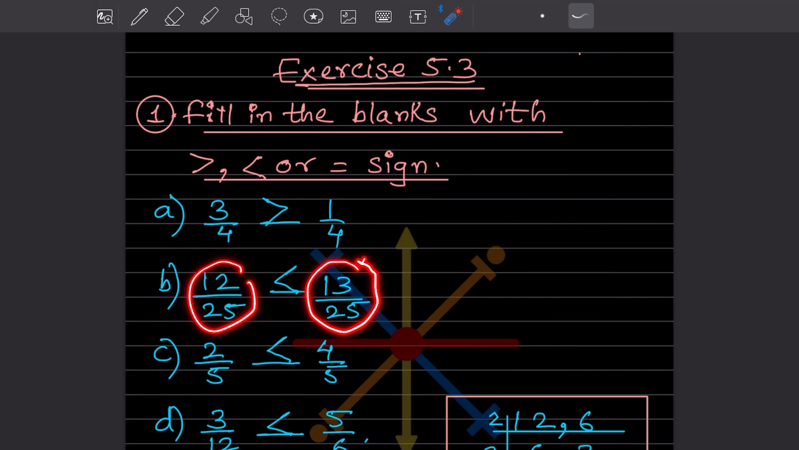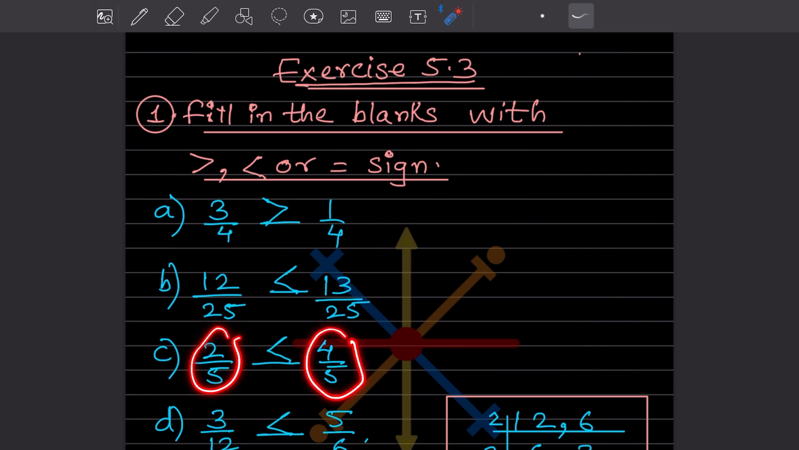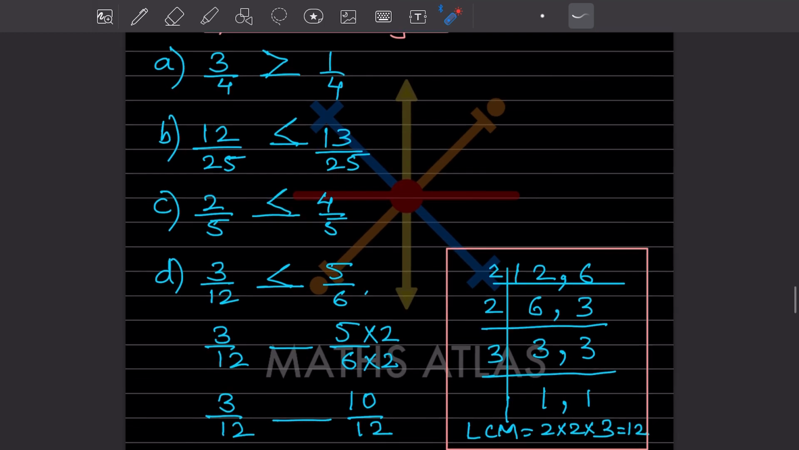So now look at here. Both are 25. So of course this 13 number is bigger. Here when you see the denominator is same, so you will look at the numbers. 4 is bigger, so the mouth opens over here. Now the next problem here.